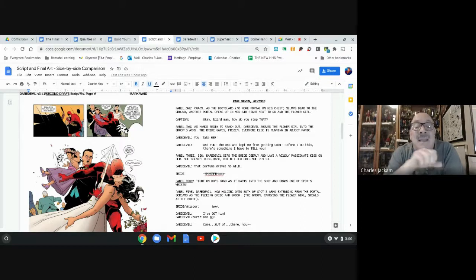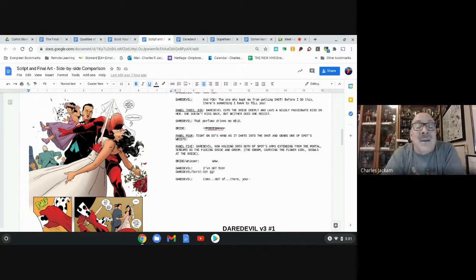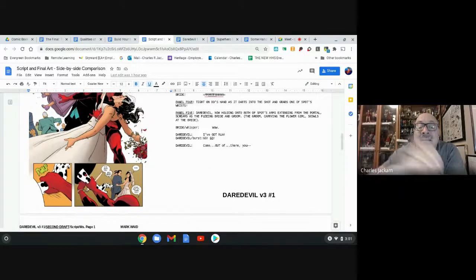Panel 2, hands reaching out towards him. He's saying, here, you take her, and you, the one who stopped me from getting shot. Before I do this, there's something I have to tell you. And then there's a shot where the hand is reaching towards the girl. Daredevil dips the bride. He says, that perfume drives me wild, lays a big kiss on her, and she's going... and then, look, he's telling the next panel, panel 4. I'm pointing to it and you can't see me point, duh.